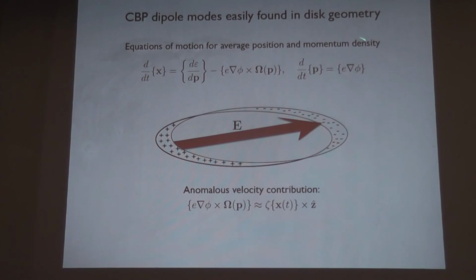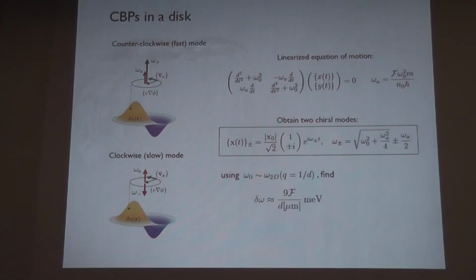This creates an electric field, and of course this also gives me a new kind of anomalous velocity here as well. This density, or this basic position, now moves according to this extra anomalous velocity. And so we can solve this, and we find that there are two circular modes.